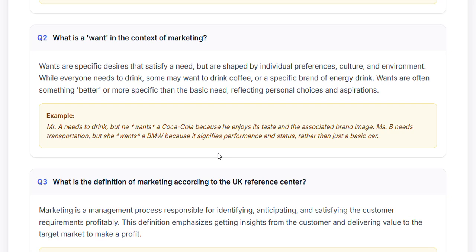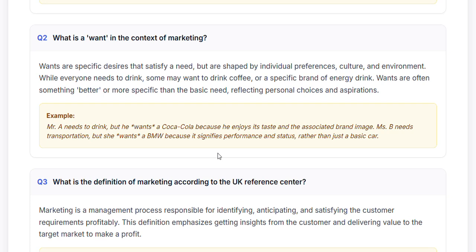Question number two: what is a want in the context of the market? A want is a specific desire that satisfies a need but is shaped by individual preferences, like culture and environment. While everyone needs to drink, some may want to drink coffee or a specific brand of energy drink. A want is often something better or more specific than a basic need, reflecting personal choice and aspirations.